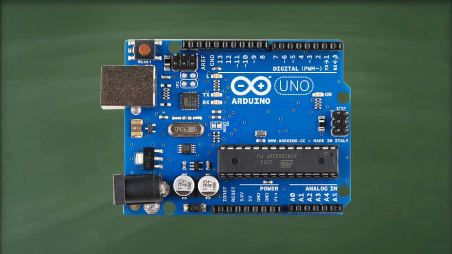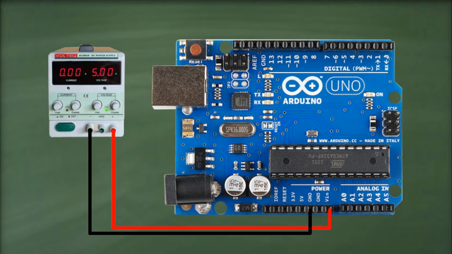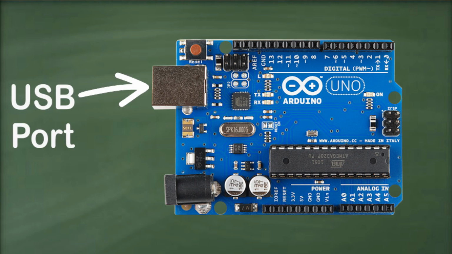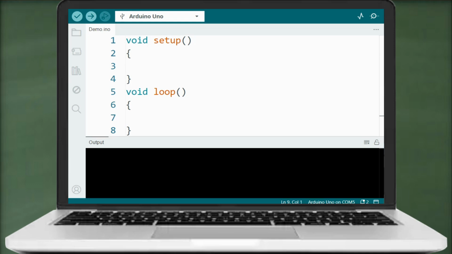The board can be powered through three primary methods: via a USB A to B cable connected to a PC, through a DC barrel jack supplying 7 to 12 volt DC, or by directly feeding regulated 5 volts to the VIN pin. The board also features a USB port, simplifying the process of uploading code to the device.